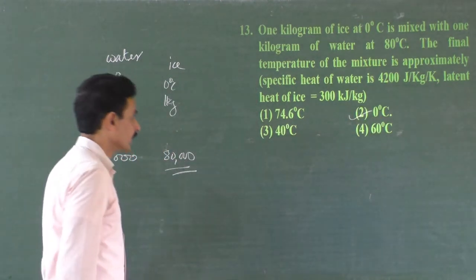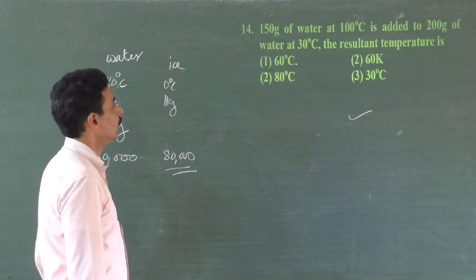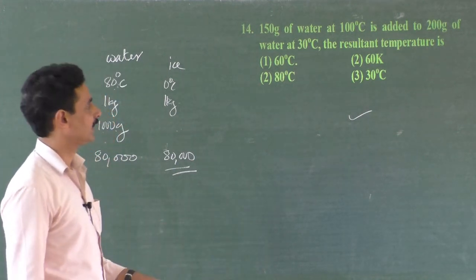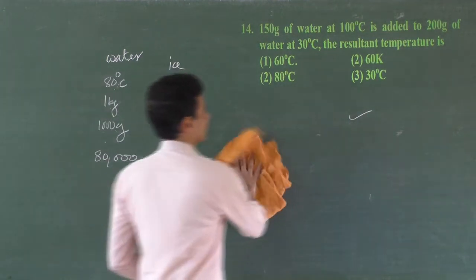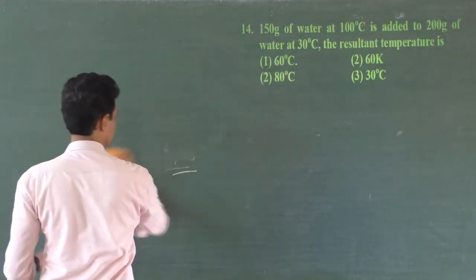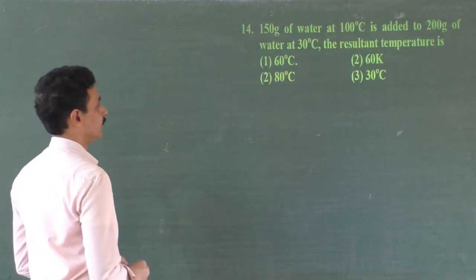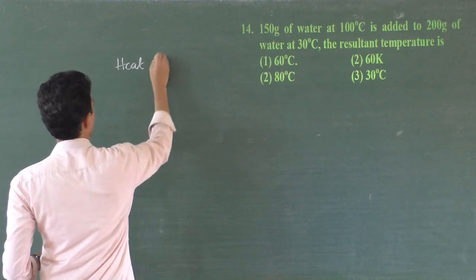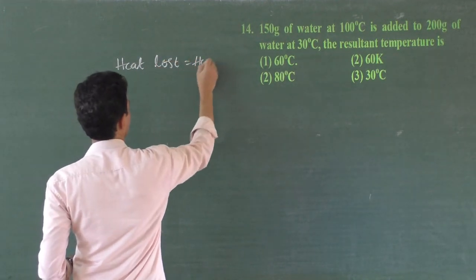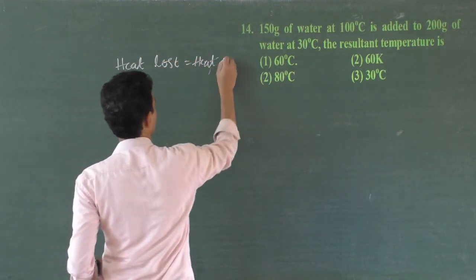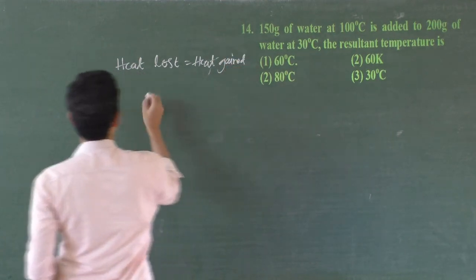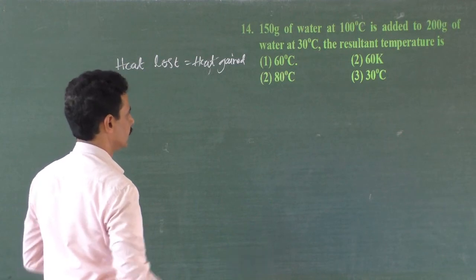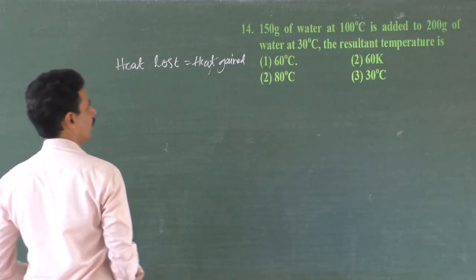Second option. Okay, 14. 150 gram of water at 100 degrees Celsius is added to 200 gram of water at 30 degrees Celsius. Resultant temperature is? Okay, heat lost is equal to heat gained. Water, who is the donor here? Both are water, one is hot water and this is cold water. So hot water will lose.